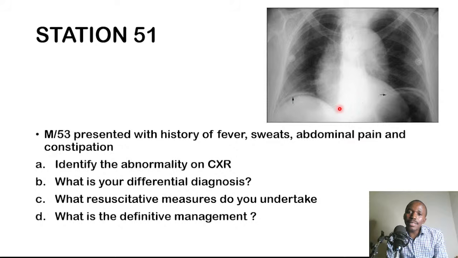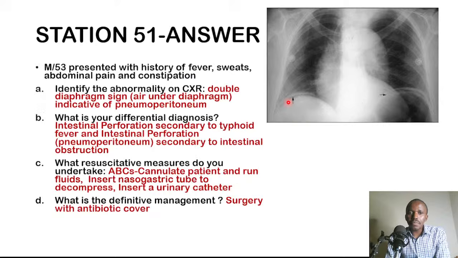So this is known as your double diaphragm sign. Most likely there was a perforation in this case. Now, this is a double diaphragm sign. So air under the diaphragm, and this is indicative of pneumoperitoneum. So this is an intestinal perforation. It could be secondary to, for example, typhoid fever. In this case, this person had fever and night sweats. In retrospect, actually, this could be secondary to TB.